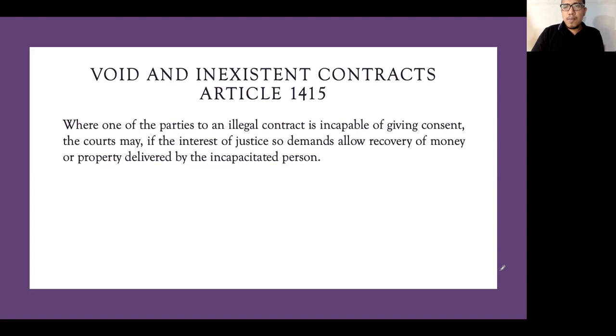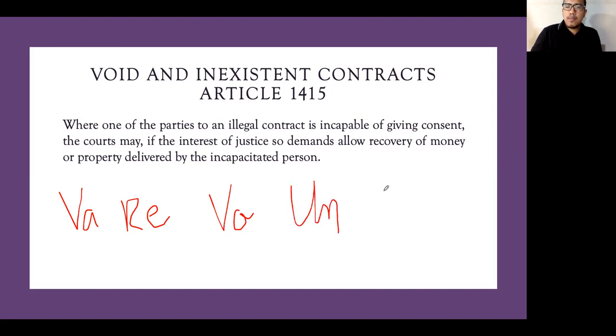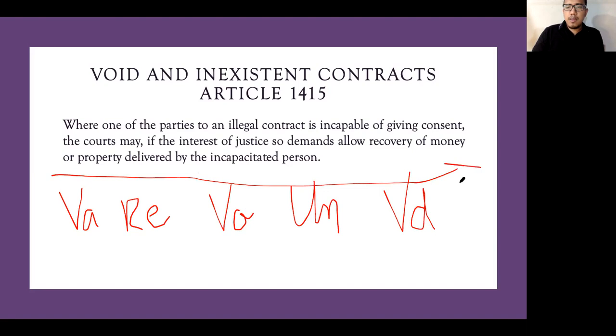Speaking of people incapable of giving consent participating in an illegal contract, what is the status of the contract? Is it voidable or void? Para isipin mo, voidable to kasi yung isa incapacitated. Eh, void to kasi illegal yung contract. So recall natin yung valid, rescissible, voidable, unenforceable, and void. Yun yung spectrum mo, di ba? Pinakamaayos sa pinakamalala. Valid, rescissible, voidable, unenforceable, and then void.